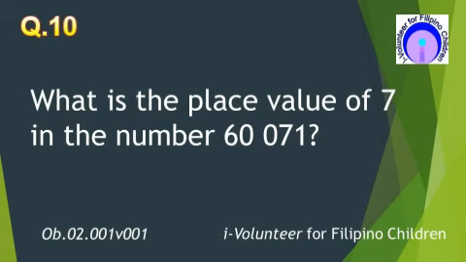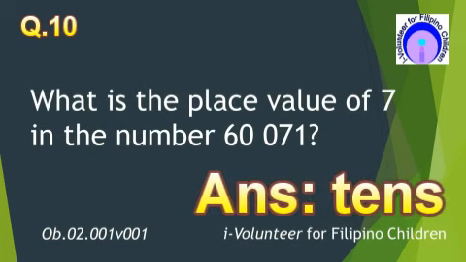Question number 10. What is the place value of 7 in the number 60071? The answer is tens.